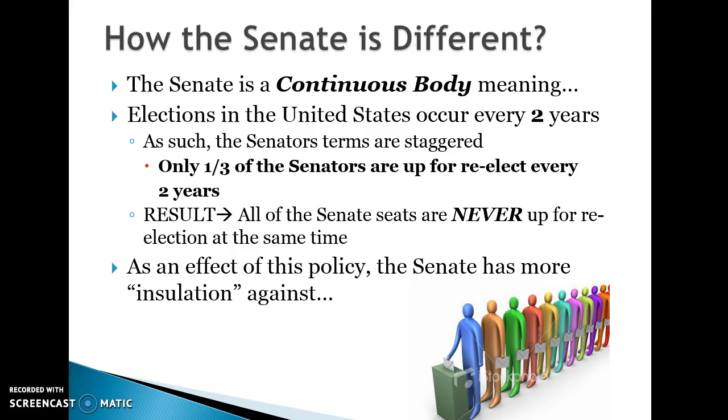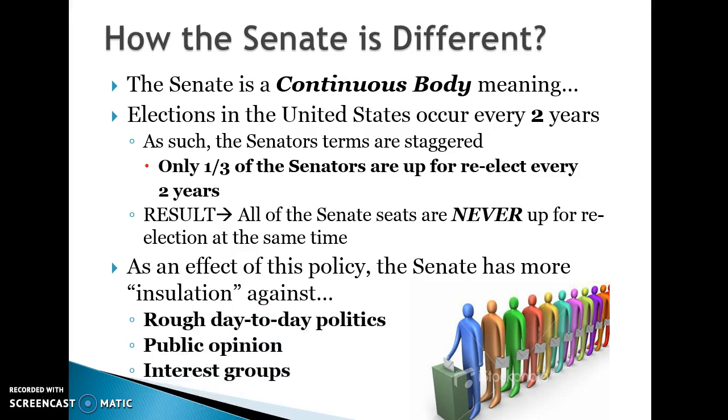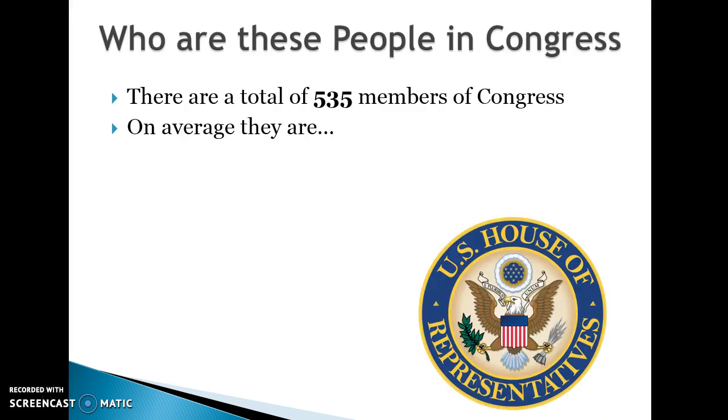So not all the senators are up for re-election at the same time. That's the big point. This makes things a little bit smoother with day-to-day politics, public opinion, interest groups, because people are always working on things in the Senate. And so if we replaced all the senators at the same time, it would cause problems with day-to-day politics, issues with the budget, public opinion, things like that.